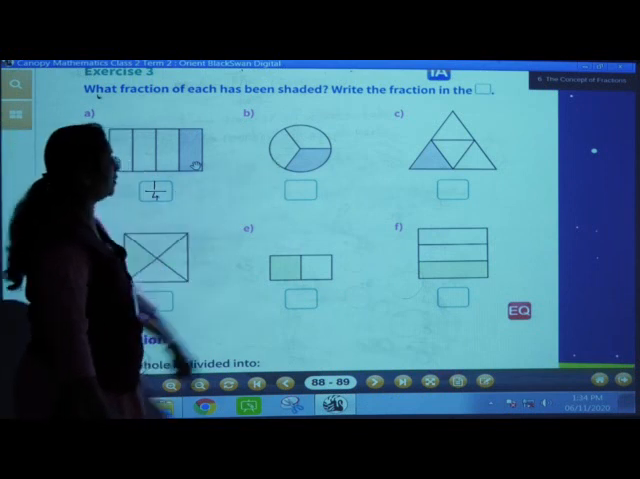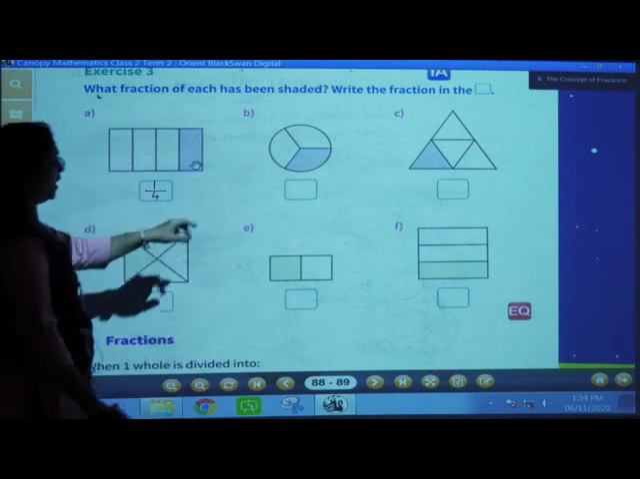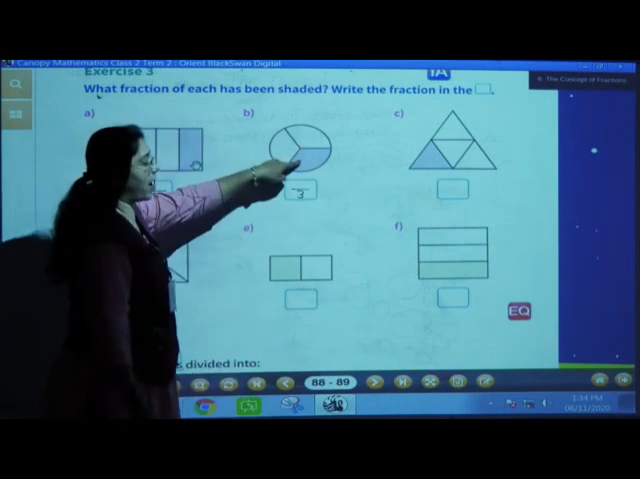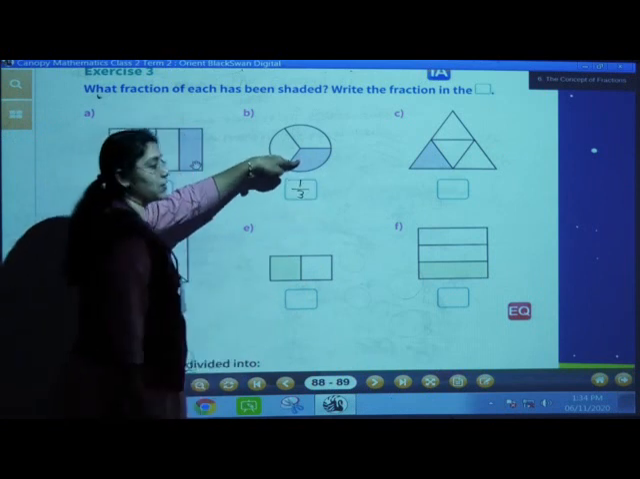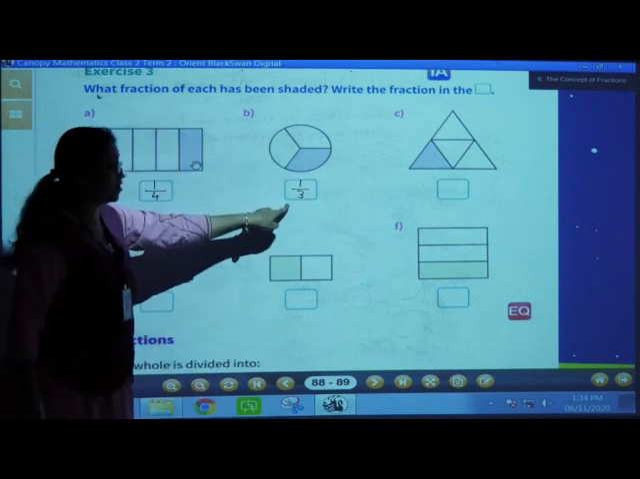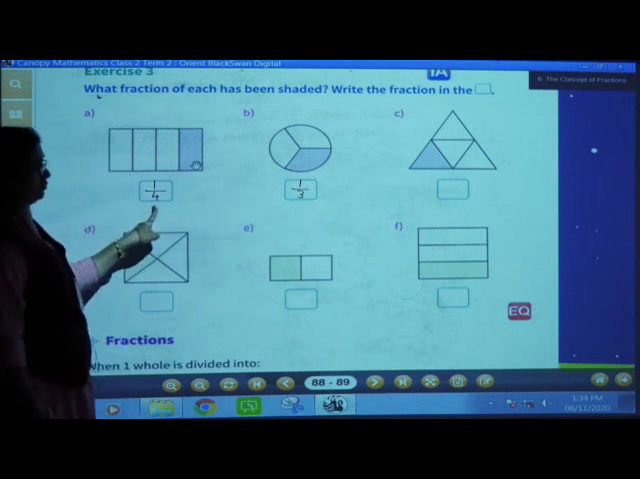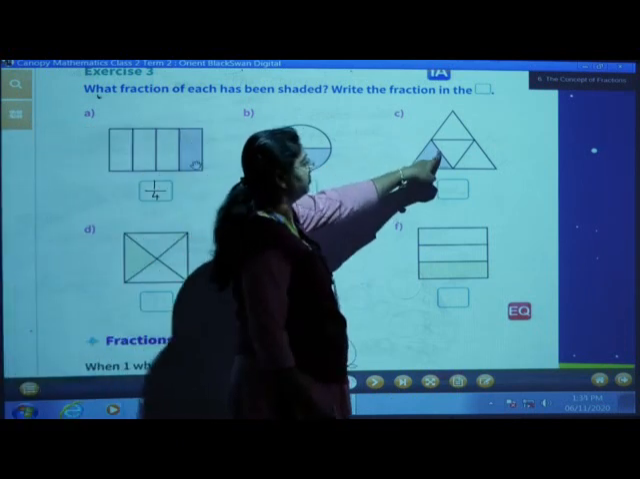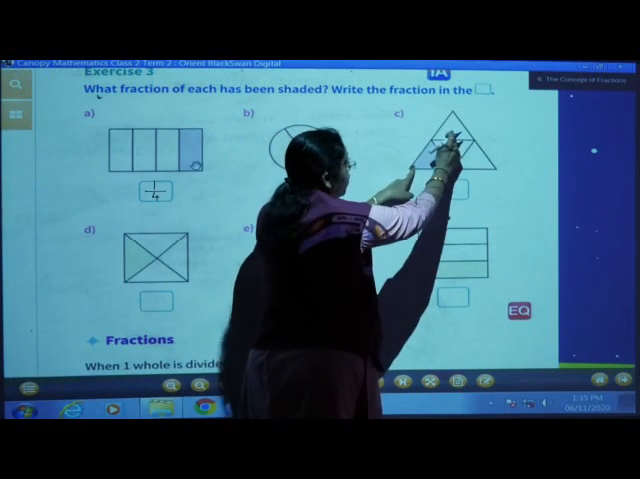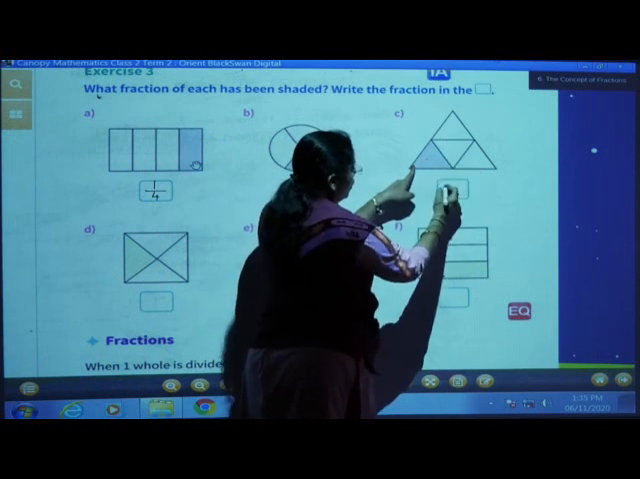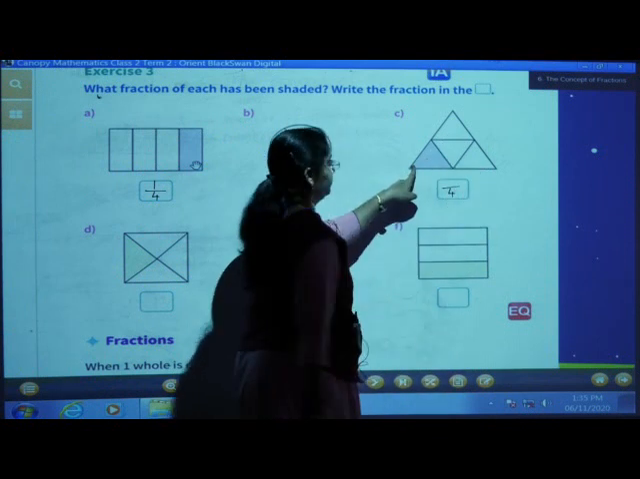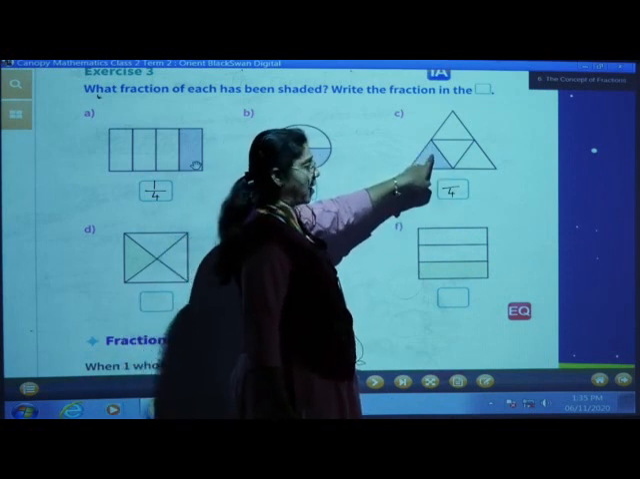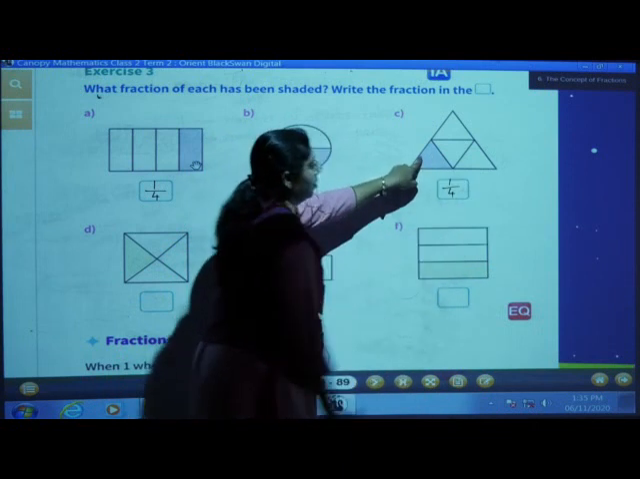Now this B number, equal parts 1, 2, 3 and shaded part 1. So this is 1/3. Now this C number, total equal parts 1, 2, 3, 4. So write down 4 here, downside, and upside what comes? Shaded part, 1.